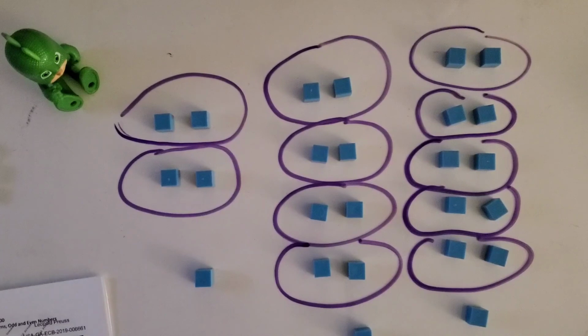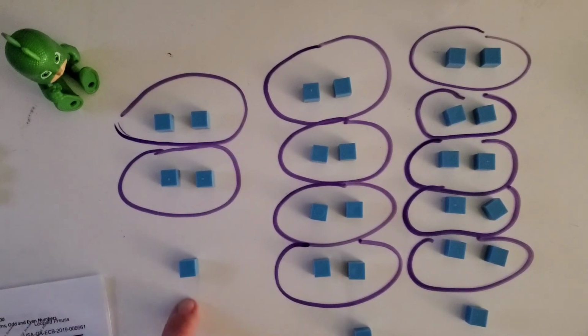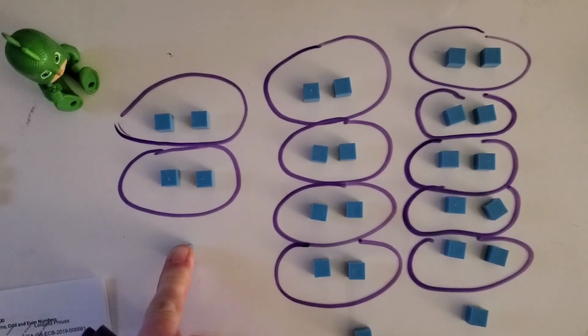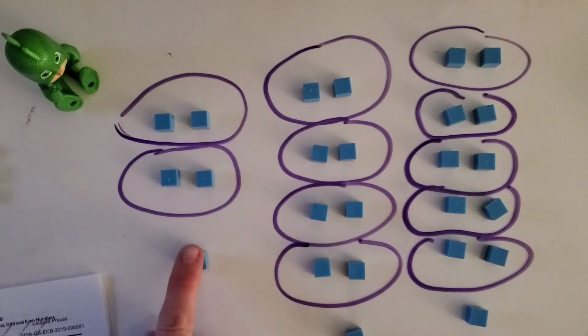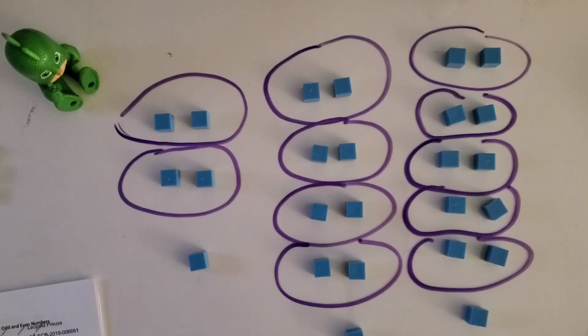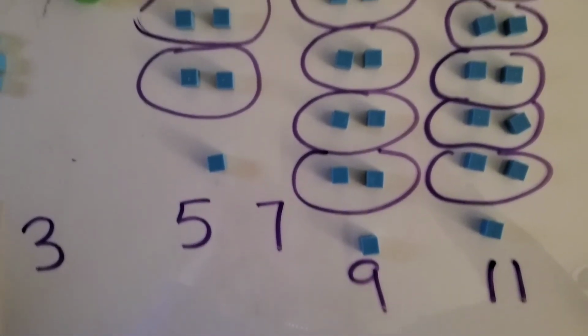So we cannot put 3, 5, 7, and 9. Here's 3. We jumped ahead a little bit here, but this is the extra counter. This is the number 5. They cannot go into the groups of 2, these extra numbers, right? Without the counter being left over. So these are the odd numbers: 3, 5, 7, 9, and so on. And 2, 4, 6, 8, 10 are the even numbers. So these are your odd numbers. Good. Okay.